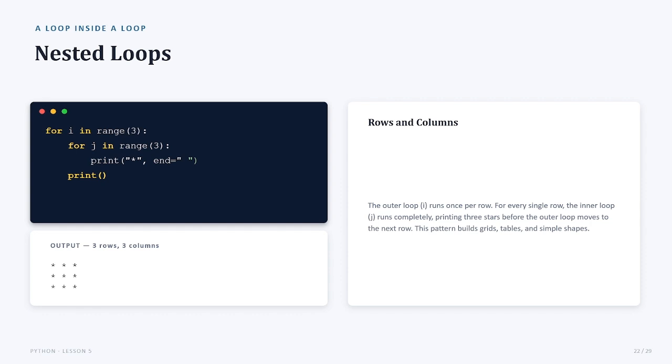Imagine a classroom. There are three rows. Each row has four students. We could use one loop to represent the rows and another loop inside it to represent the students in each row. Let me show you by an example.